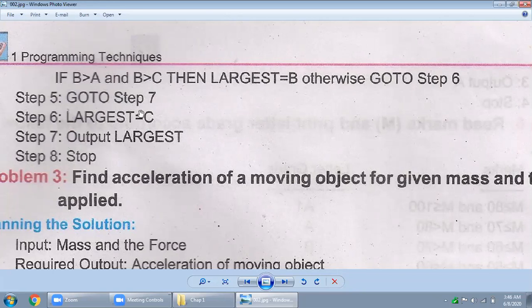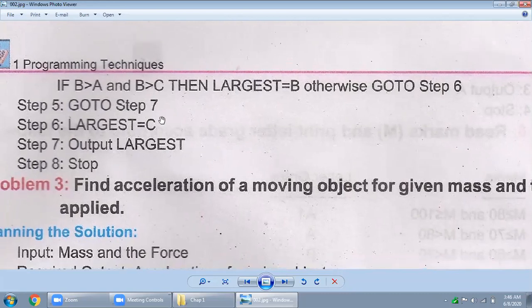Now, A is not the largest and B is not the largest. Then obviously C is the largest. So step 6 is largest is C. In step 7, we again repeat output largest, because over here they transfer the control. Go to means they move to that step.